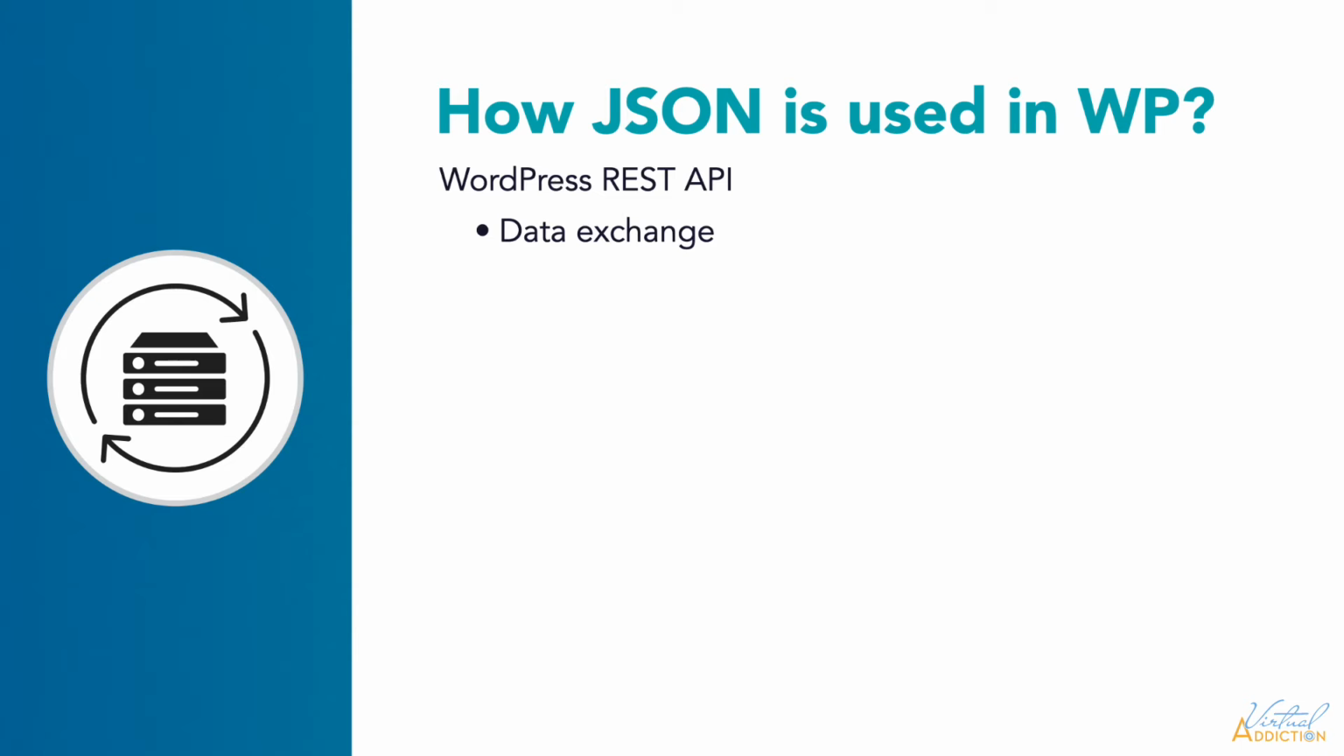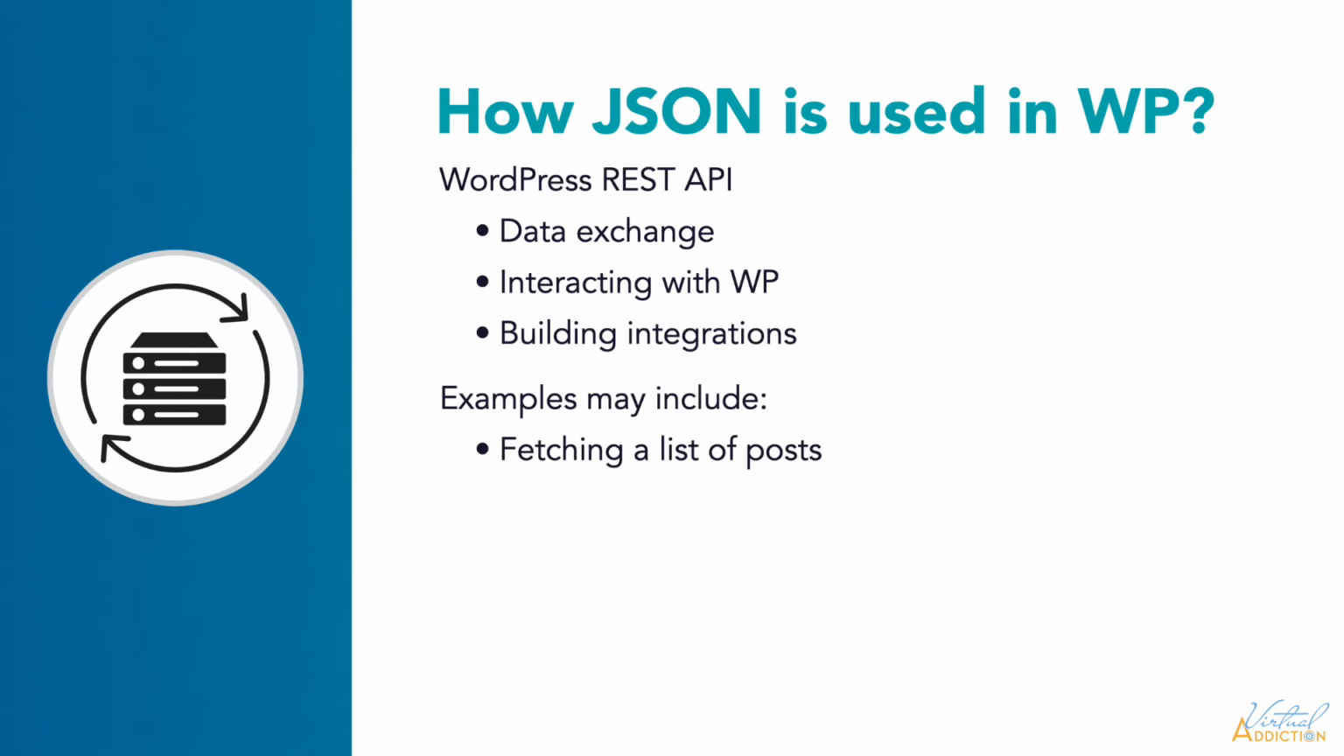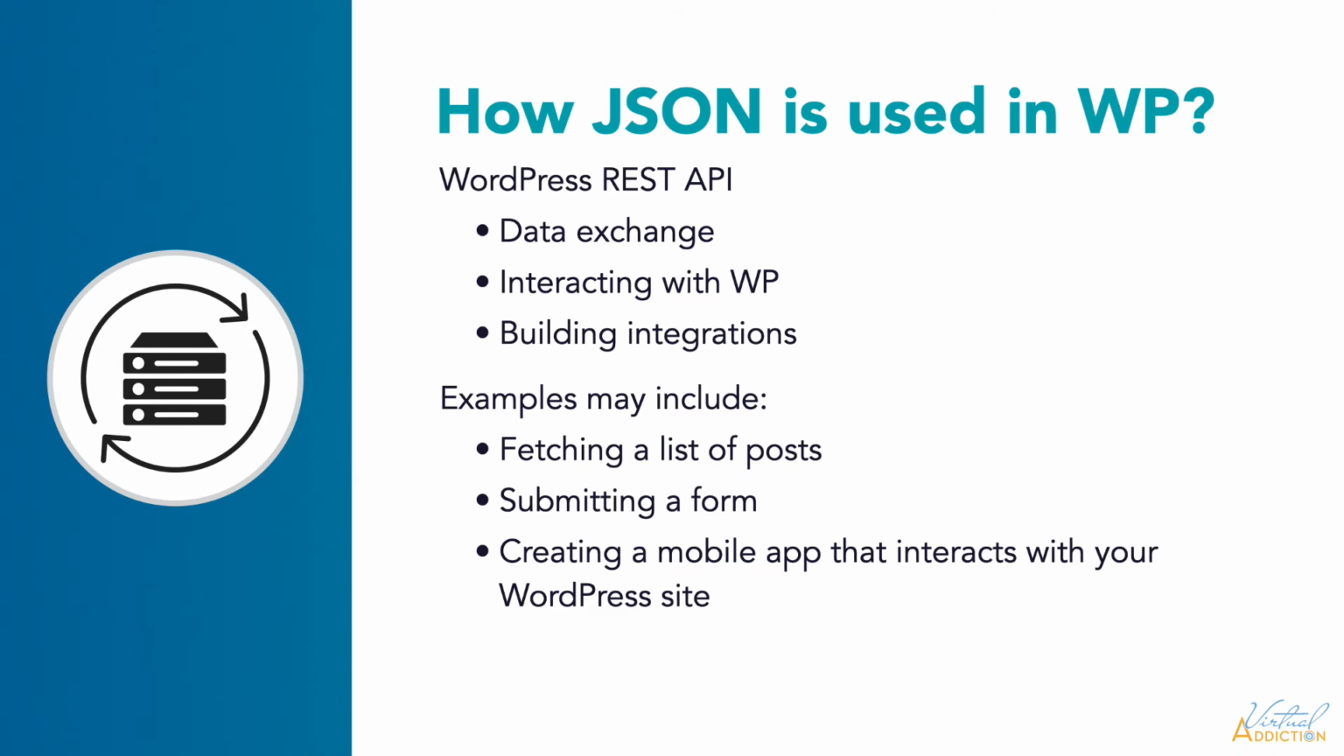or systems. Developers can use the REST API to perform actions such as creating posts, updating settings, and fetching user data, all by sending and receiving JSON data. JSON enables the creation of mobile apps, plugins, and other integrations that can communicate seamlessly with WordPress. Examples include fetching a list of posts, submitting a form, creating a mobile app that interacts with your WordPress site, or integrating your WordPress site with other systems.